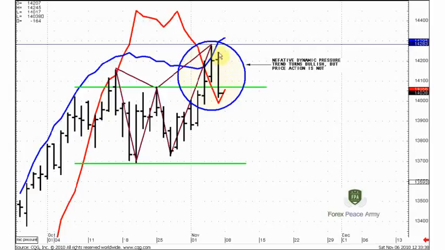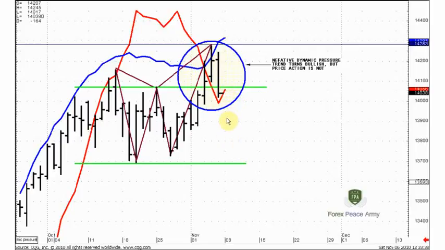Now, this third important moment: look at this red line, this MACD predictor, and recent price action. You see that the trend is bullish because prices are above the MACD predictor, but price action is not confirming. This is negative dynamic pressure, when the price action doesn't confirm the trend. It means that the market has a solid probability of moving to the downside.